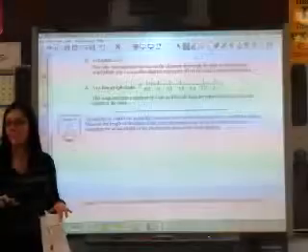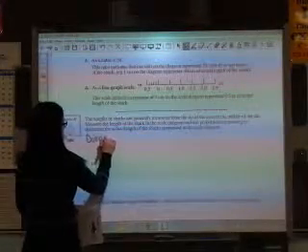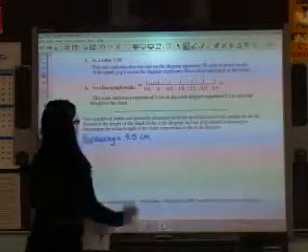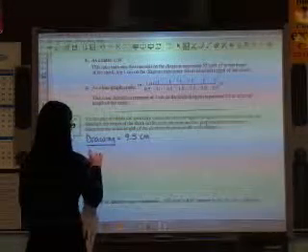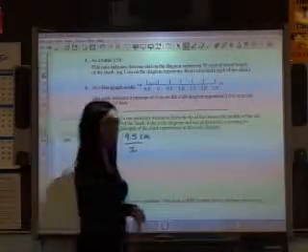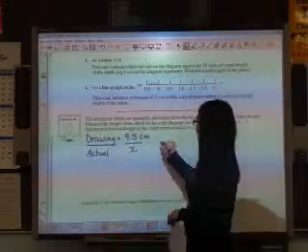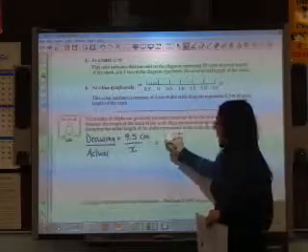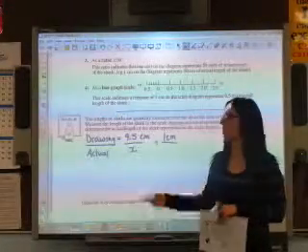Did anybody get something different? So the drawing was 9.5 centimeters. What I want to know is what the actual length is. If the drawing is 9.5, what is the actual? In order to complete this, I need the scale diagram. And that scale told me that 1 centimeter on the diagram was equivalent to what? Half a meter.